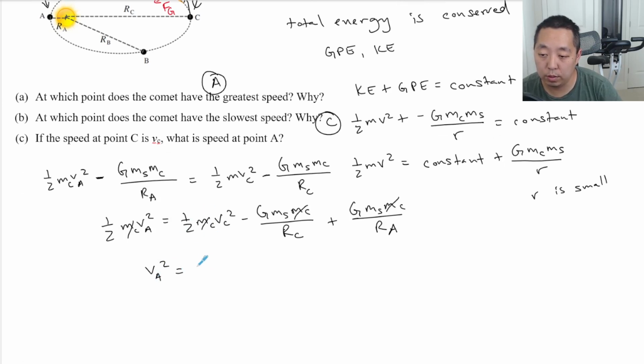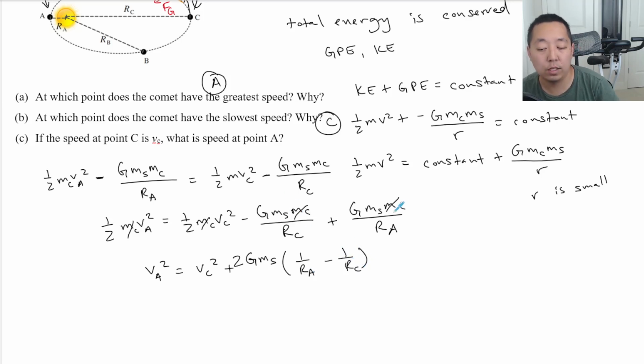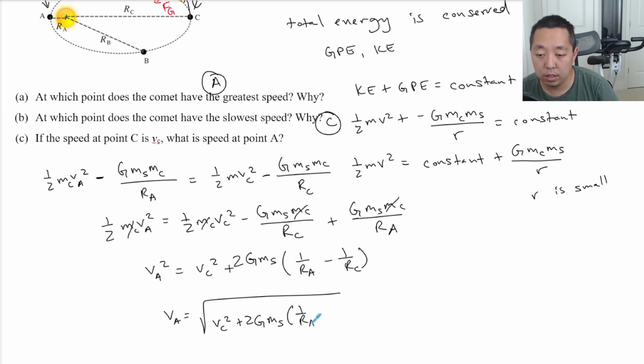So 2 times this makes VC squared. Then I'm going to factor out the G ms, so it's plus G ms times 2, because we have this times 2 to factor in, and we factor out 1 over RA minus 1 over RC, or negative 1 over RC plus 1 over RA. And so VA would be the square root of that. Just like that.